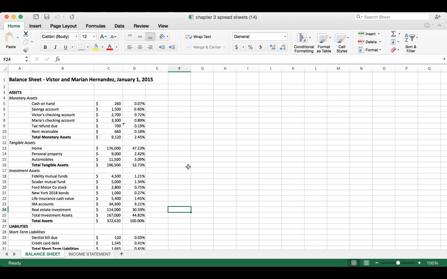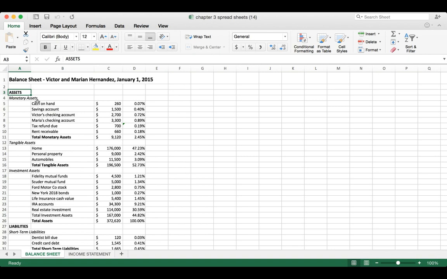In class on Monday, we talked about personal financial statements, specifically a personal balance sheet and also an income statement or a cash flow statement. So here's an example. The numbers in this example are for this family, Victor and it says Marion, but it should be Maria Hernandez. So this is an example of their balance sheet, and let's go through that.